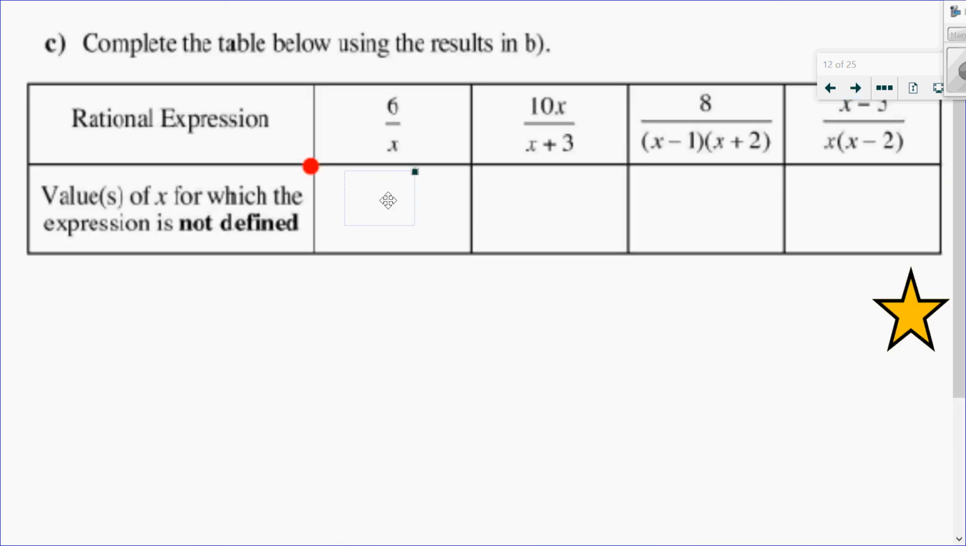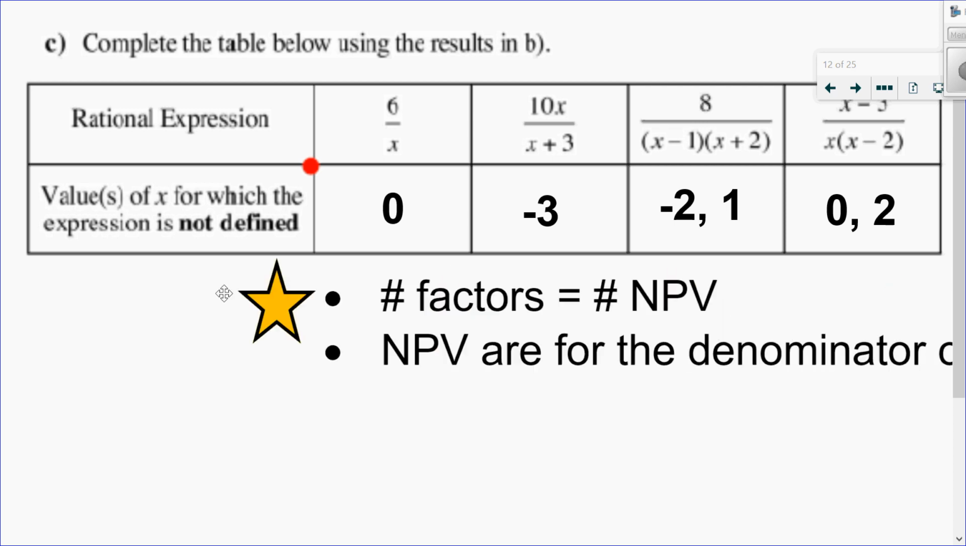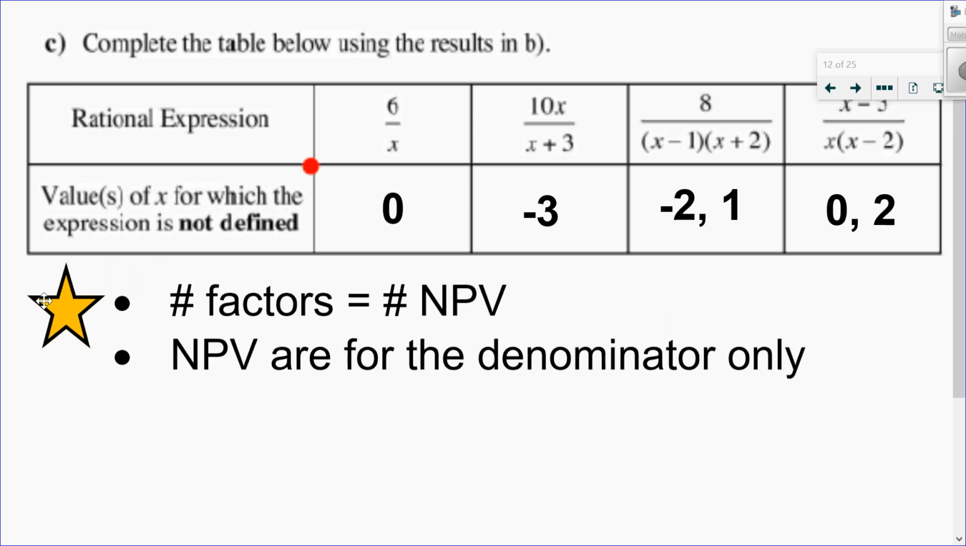So filling this in, these are the non-permissible values that we just stated: 0, negative 3, negative 2, 1, and 0 and 2. So the number of factors is equal to the number of non-permissible values. Non-permissible values are in the denominator only. You can't divide by 0. The other way around is okay. You can do 0 divided by a number, but you can't do it the other way around.